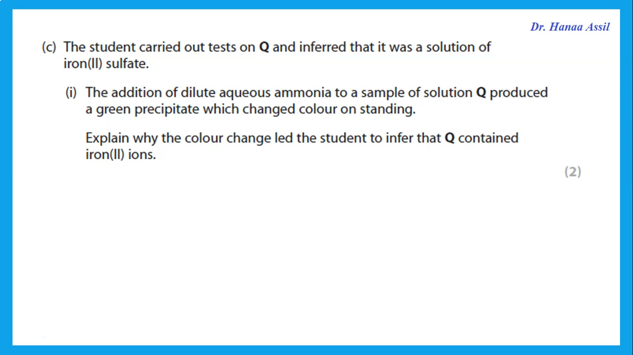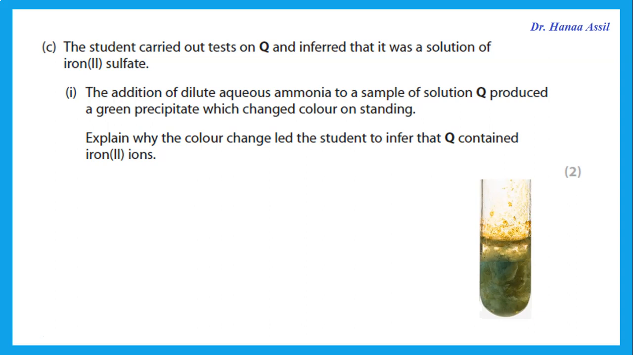The student carried out tests on Q, so that's another solution, and inferred that it was a solution of iron 2 sulfate. So he found that Q is iron 2 sulfate. The addition of dilute aqueous ammonia to a sample of solution Q produced a green precipitate which changed color on standing. Explain why the color change led the student to infer that the Q contained iron 2 ions. So, if I have iron 2 with the sodium hydroxide, I get a green precipitate. But he's saying it changed color on standing.